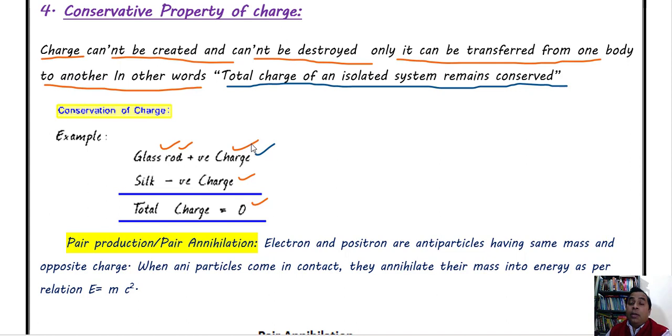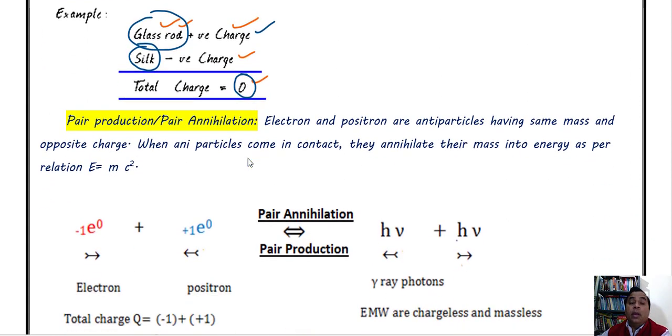So again, the problem in this statement is that you are considering glass alone as a system, but glass alone is not a system. Glass plus silk taken together is a system, and the total charge of an isolated system remains conserved, and that total charge is 0. Okay, that is the explanation of both the statements.